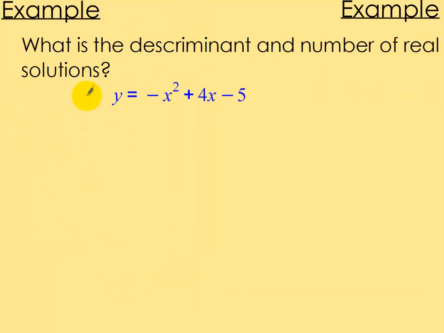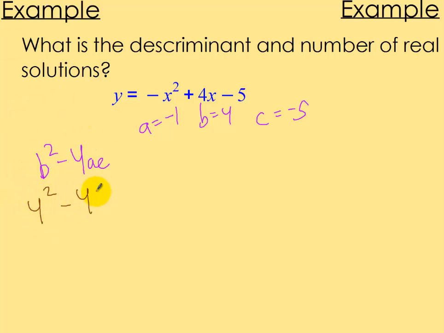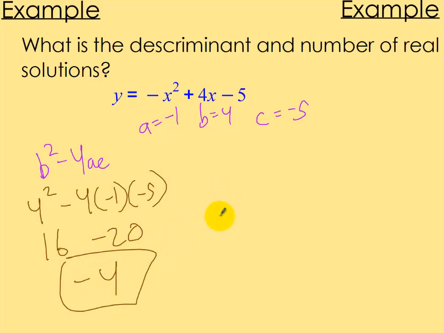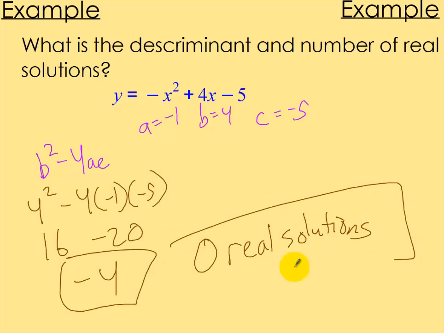Find the discriminant. Pause the video. Alright, your a is negative 1, your b is 4, c is negative 5. So discriminant is going to be b squared minus 4ac. So in this case, it's going to be 4 squared minus 4 times negative 1 times negative 5. So you get 16, minus 4 times negative 1 is positive 4, times negative 5 is negative 20. And that's going to equal negative 4. So that's the discriminant. Number of real solutions, since it's negative, we're going to say 0 real solutions. And that's your answer. That's it.